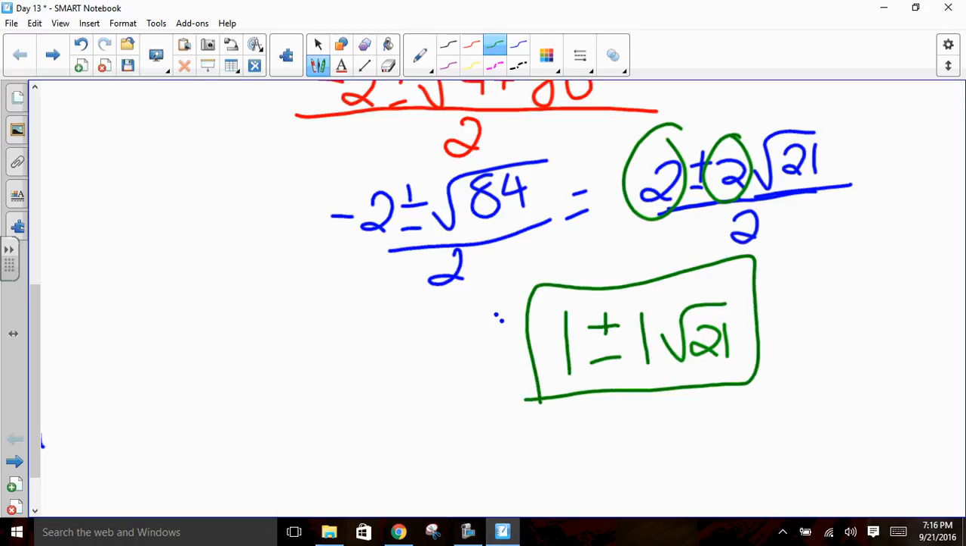I did not get a nice whole solid answer. Oops, forgot my negative sign. Too many negatives there. Okay. I cannot get a nice solid answer, so I'm going to leave it as negative 1 plus or minus 1 square root 21, or just 1 times anything is itself. So negative 1 plus or minus the square root of 21.